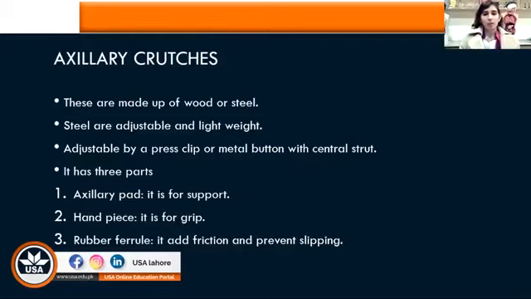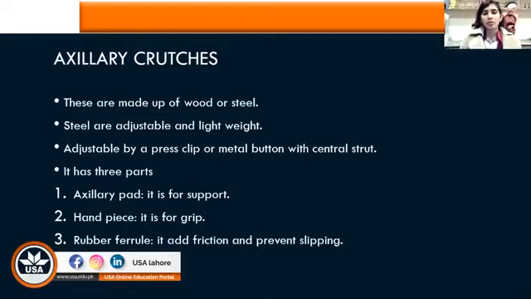These are made up of wood or steel. These types of crutches could be made of wood and could be made of steel. So steel ones are adjustable and lightweight as well. How are they adjustable? They are adjusted by a press clip and the metal button with a central strut. So there could be a central strut and there could be adjusting holes on the top of the strut.